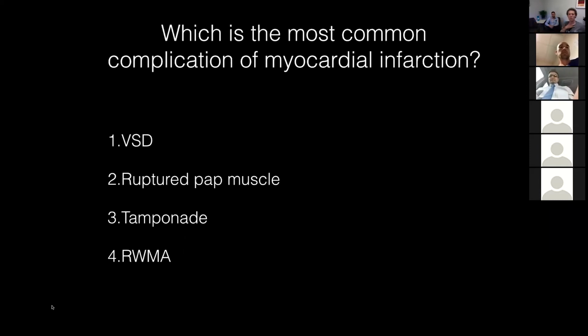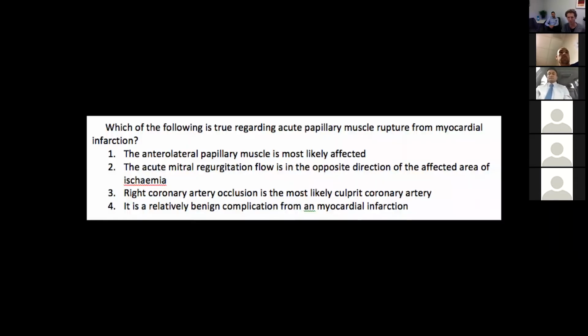Which is the most common complication of myocardial infarction? VSD, ruptured papillary muscle, tamponade, or regional wall motion abnormality? Regional wall motion abnormality. Yeah, beautiful. Which would be second? Ruptured papillary muscle. Yeah, good. VSD and tamponade are extremely uncommon and bad signs, and ruptured papillary muscle is also pretty uncommon.